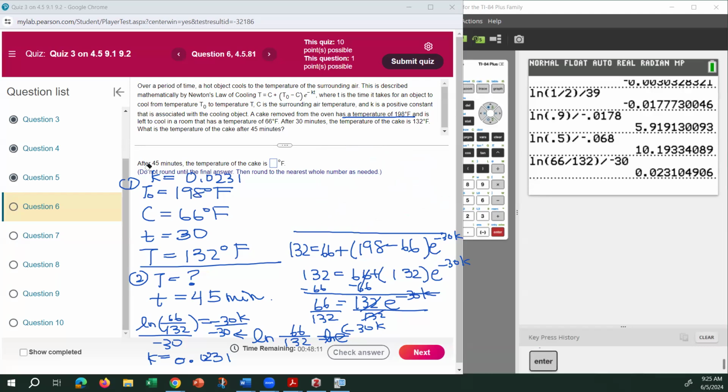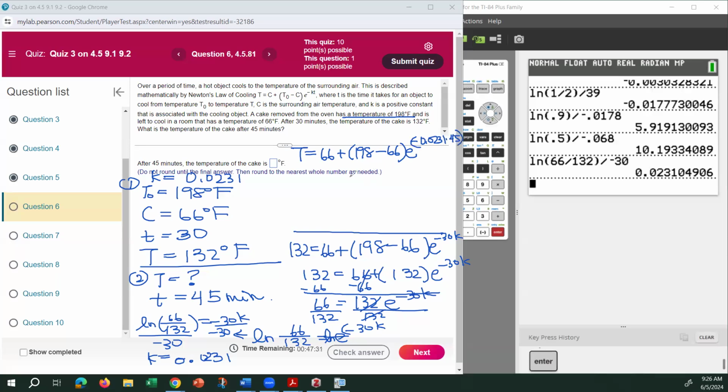Now I'm going to do it up here. So now we have to find the final T. Given everything else is the same, we're going to find what T is when the surrounding temperature is still 66, plus the initial is still the same, 198 degrees of the cake, minus the surrounding temperature C, times e. Now we have k, right? k is 0.0231, and t is 45. So we have to use 45 minutes now.